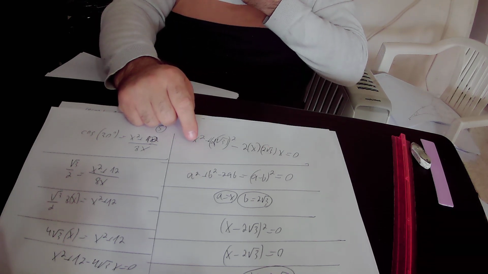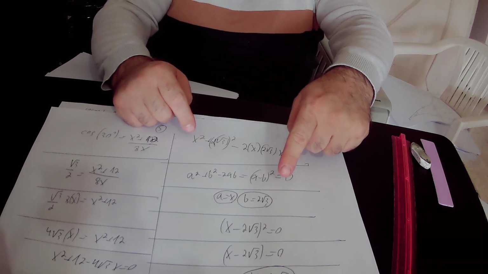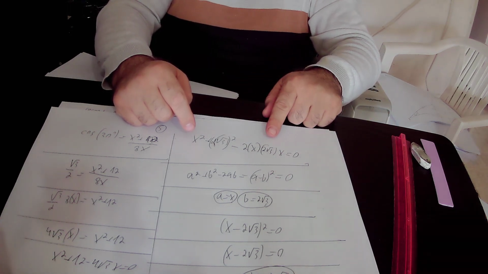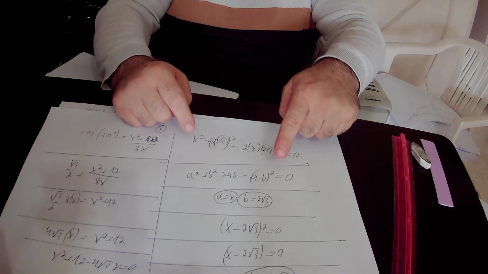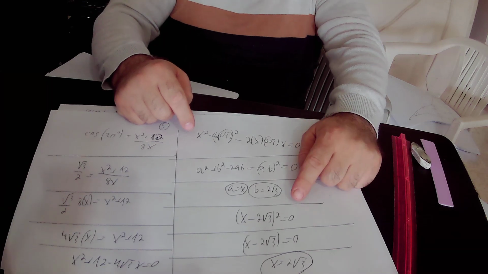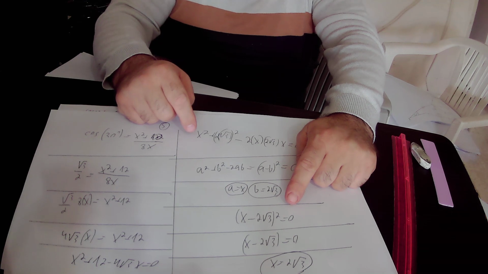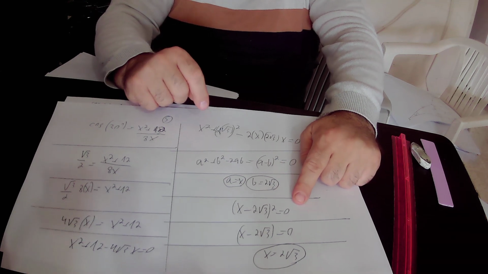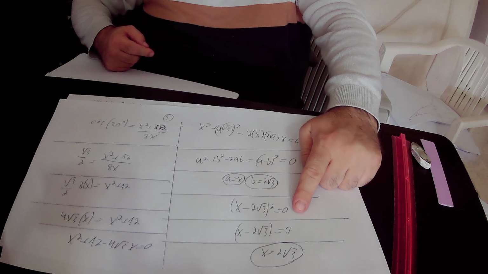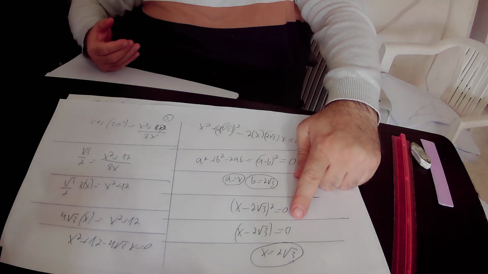In our specific expression, a equals X and b equals 2 times square root of 3. So we can substitute this expression by a minus b, squared, according to this algebraic identity. So we did it and we got that X minus 2 times square root of 3, squared, equals 0. We took the root of this equation and we got that X minus 2 times square root of 3 equals 0, because the square root of 0 is 0.